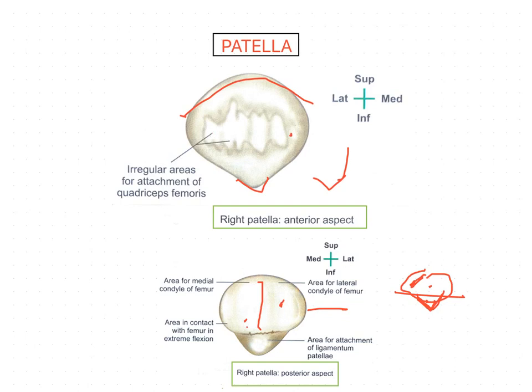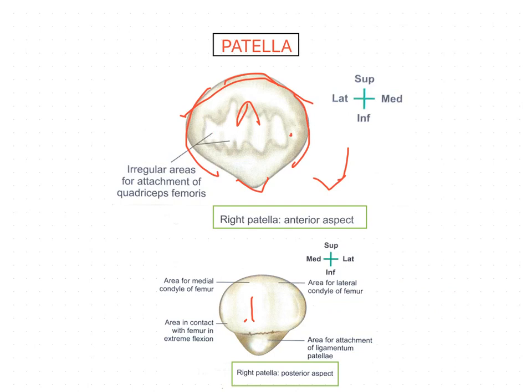Now we will see the features of the patella. The patella has an apex, three borders and two surfaces. We already know this is the apex. So what are the borders? It has the medial border, lateral border and the superior border, three borders, and two surfaces: one is the anterior surface and another one is the posterior surface.